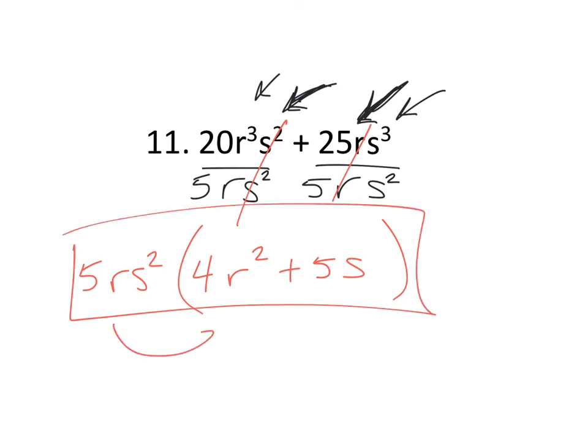And you can always check if you distribute back in to see if you get the original. And you do, because 5 times 4 is 20. R times r squared is r cubed. S squared times this is just s squared. 5 times 5 is 25. R times nothing, well that's r. S squared times s is s cubed, so that does check out.